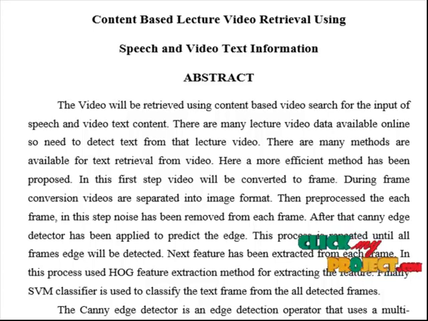The Canny edge detector is an edge detection operator that uses a multi-stage algorithm to detect a wide range of edges in images. This edge detector method detects the edges in our frames. Histogram of oriented gradients, or HOG feature descriptors, count occurrences of gradient orientation in localized portions of an image. With the HOG feature extraction method, gradient values of all frames are extracted. Finally, an SVM classifier is used for classification.